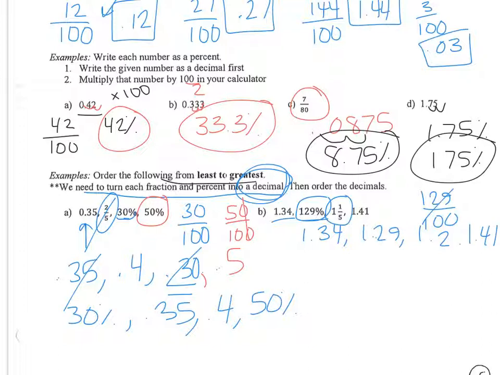So the number that is the least is 1.2 because of that 2 spot. This is 20, this one's 29. So I do 1.2, cross it off. 1.29, cross it off. 1.34, cross it off. And 1.41. That's in order from least to greatest.